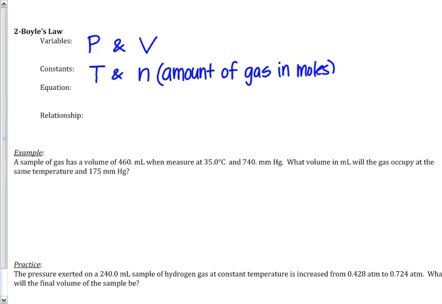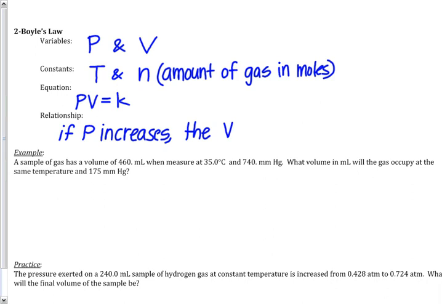Now, there is an equation that states P times V is equal to some constant K. But the relationship is what we call an inverse relationship. We're going to say that if P increases, then V must decrease. And the opposite would be true as well. If P were to decrease, then V would have to increase.